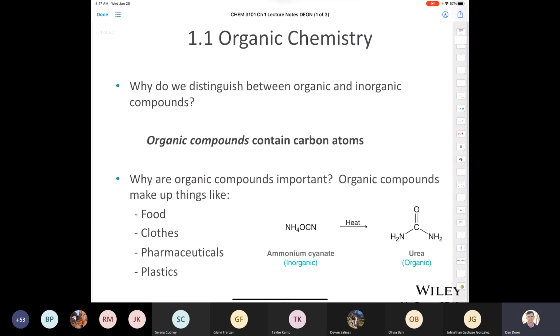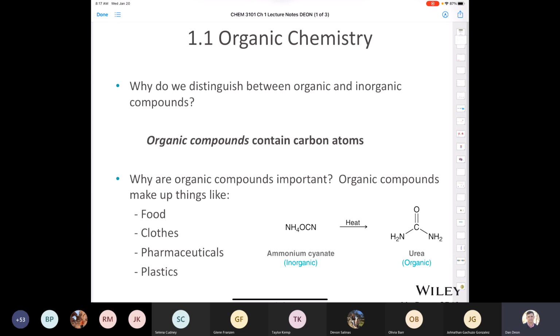Why do we distinguish between organic and inorganic compounds? Well, it's because organic compounds contain carbon atoms. And if you've read the first chapter already, you've probably heard that historically scientists and philosophers believed that organic compounds could only be made by some kind of higher power, something they called the vital force. They said there's no way that a human could make an organic compound. You need this vital force, and they called this theory vitalism.